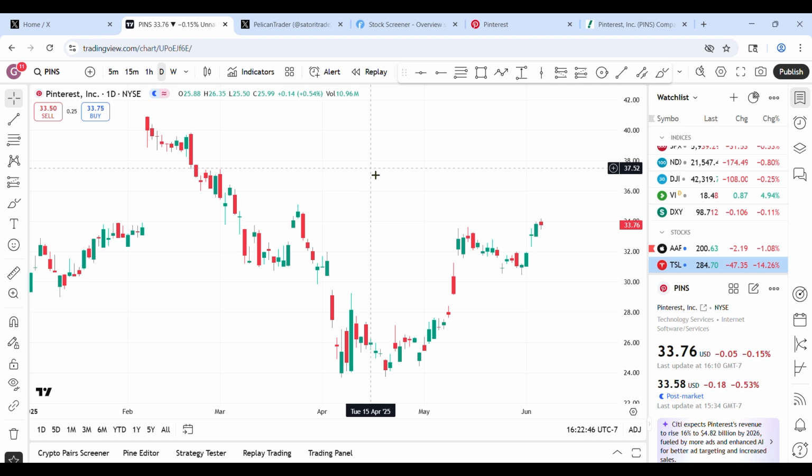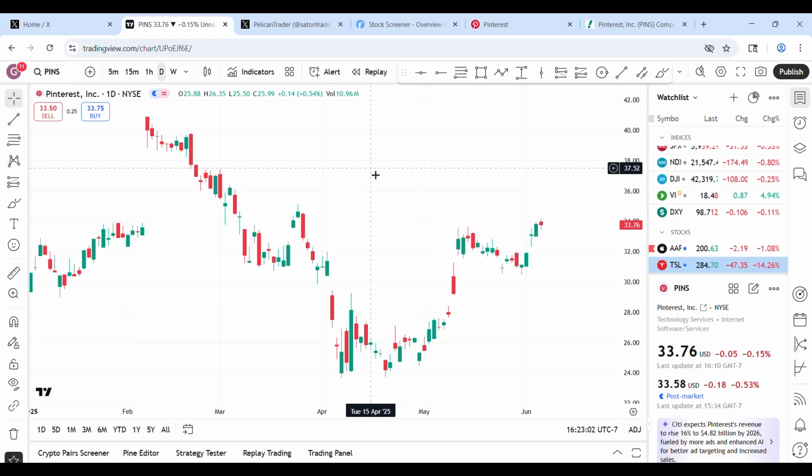When most investors are throwing darts, we're looking for clues in the charts. My name is John McHugh. I'm a former Wall Street analyst, hedge fund manager, and independent trader for the better part of 20 years. Today, we're going to be taking a look at Pinterest, symbol PINS.